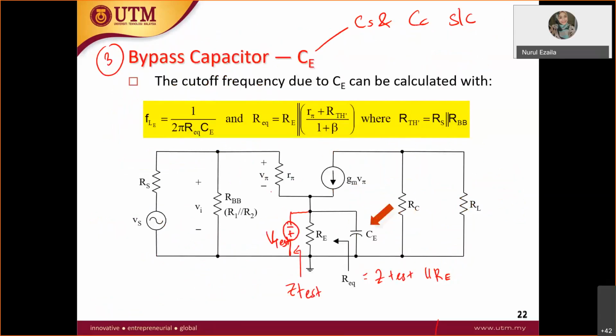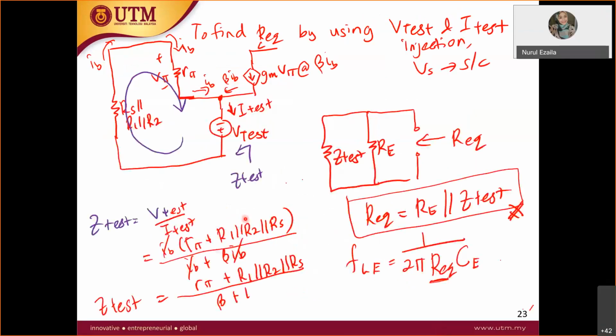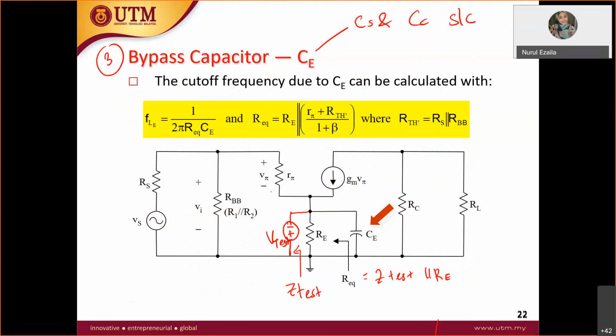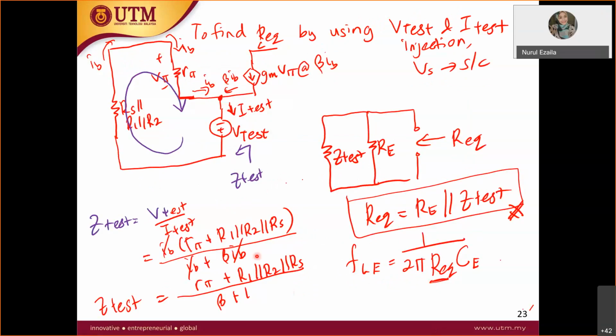When the voltage source is shorted, only RS is remaining here. So RS can be straight away parallel with R1 and R2. That's why the circuit looks like this. So you have R1 parallel with R2 parallel with RS, and you inject the voltage. You use KVL to find V test, and then I test. So Z test is equal to this portion. R equivalent is equal to the Z test parallel with RE, so the whole thing over here will be parallel with RE. So FLE is equal to 1 over 2 pi R equivalent CE.